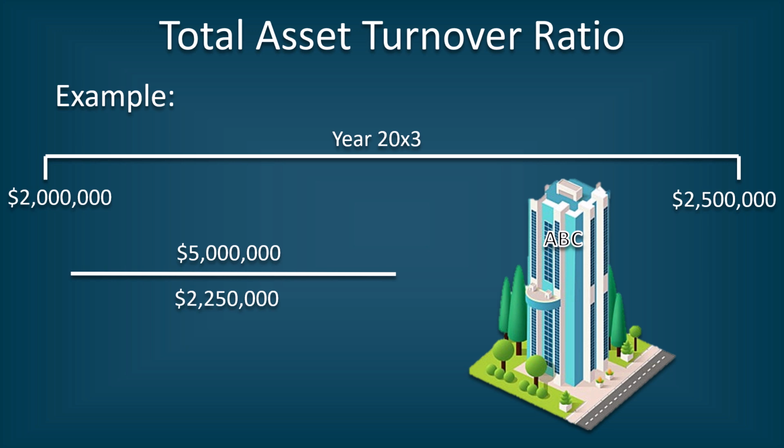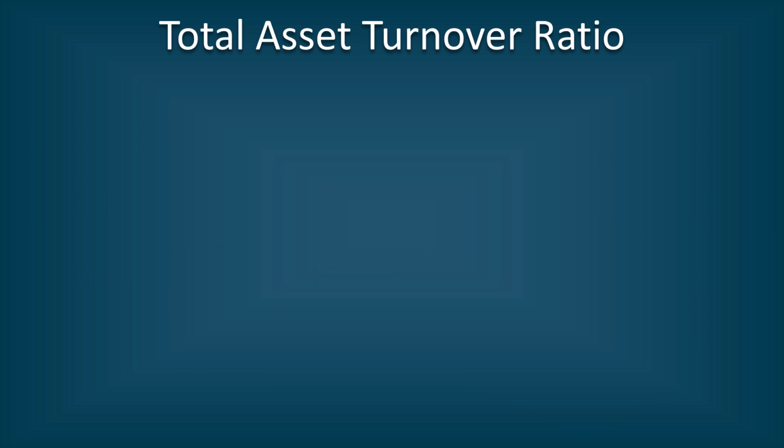Now we apply the total asset turnover ratio formula. Net sales, $5 million, divided by average total assets, $2.25 million, equals 2.22. So the total asset turnover ratio in this example is 2.22. Now let's understand what this value means.